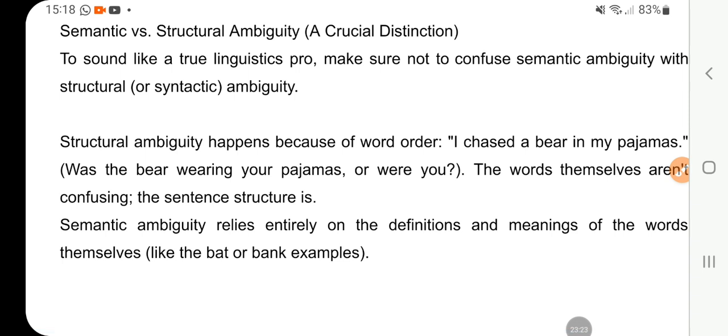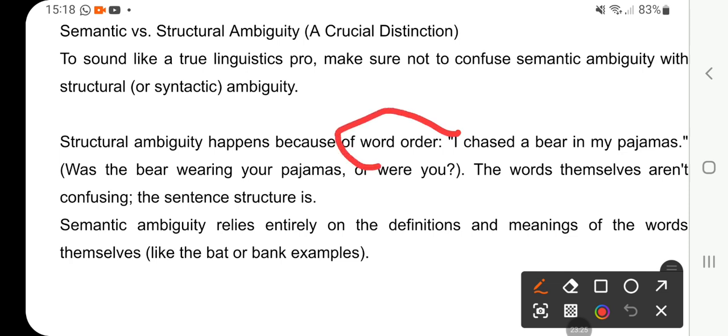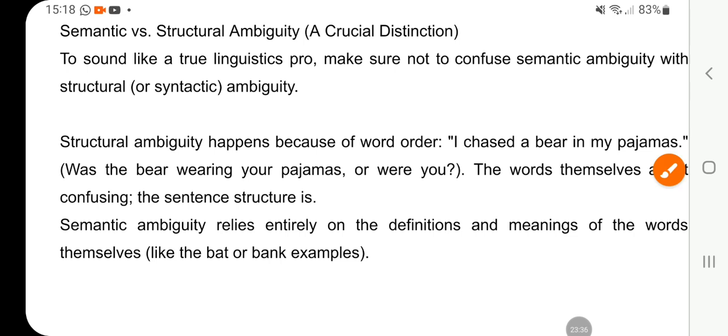I told you in the beginning, structural ambiguity happens because of word order. I chased a bear in my pajamas, right? So I chased a bear in my pajamas. Here, was the bear wearing your pajamas or were you, right? The words themselves are not confusing.